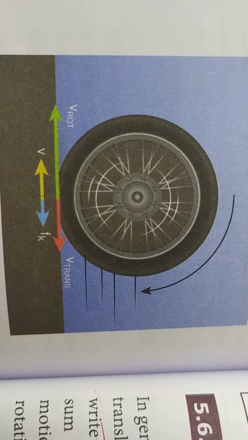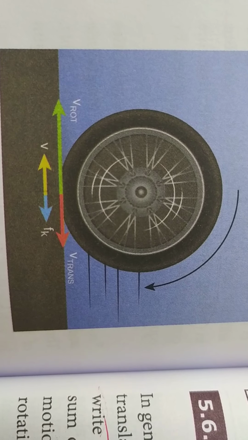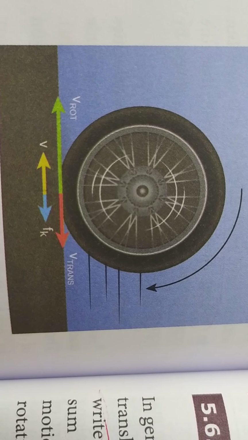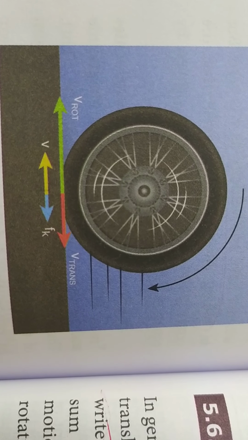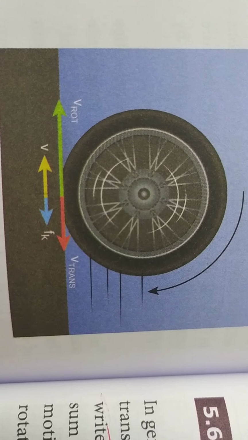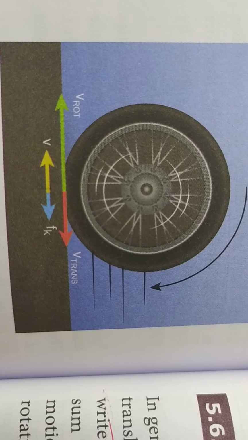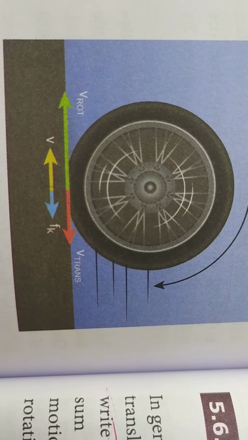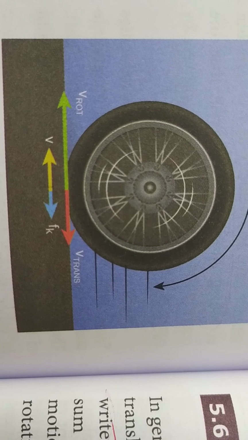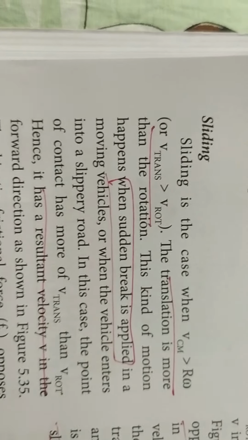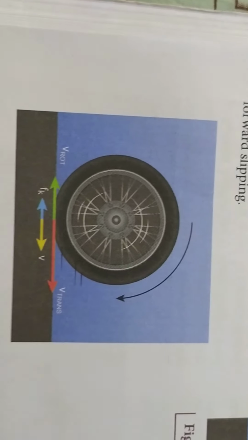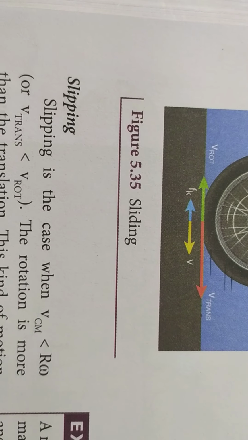So the resultant velocity V is along the direction of V rotation, because the resultant velocity will always be in the direction of the greater vector, and the frictional force is now opposite to this relative velocity V. So Fk represents the frictional force. And when you consider sliding and slipping, you have to consider these two examples.